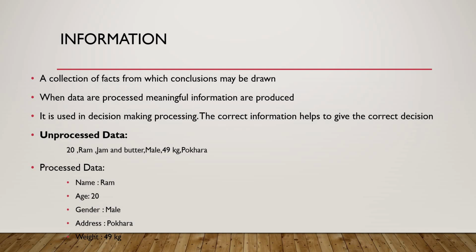So let's see the example. Unprocessed data: 20 gram jam and butter, male, 49 kg, Pokhara. All these are unprocessed data and it doesn't have any meaning. So processed data: name Ram, age 20, gender male, address Pokhara, weight 49 kg. So we can use this processed data to draw some conclusion or to make some decision.